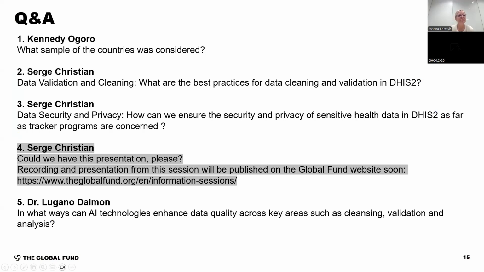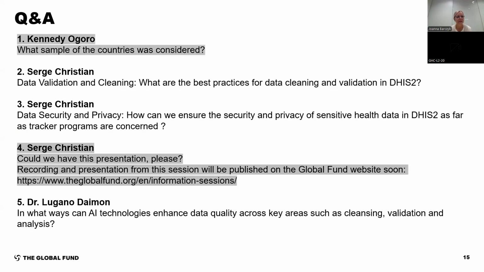So the first one, what sample of countries was considered? Our guidance document focuses on high impact core countries. This is where the big bulk of Global Fund investment goes. This is where we have an interest in having data quality improved, because this is where more progress is required. But the guidance can be applied by focused portfolios as well. Whatever they see fit to their context, they can pick and choose. But our focus and our support will be on high impact and core countries, just prioritizing our resources as well.